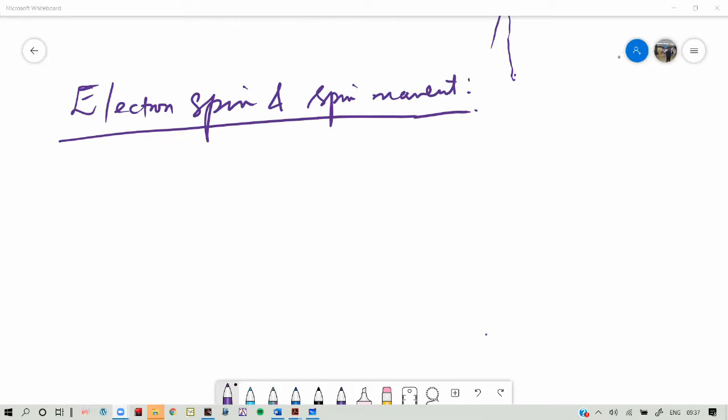The second drawback with the Bohr-Sommerfeld theory was that the quantum theory failed to explain the anomalous Zeeman effect. The simple quantum theory was not able to explain the anomalous Zeeman effect, that is, when atomic spectral lines split into 4, 6 or more components when we take some light source and place it in an external magnetic field.